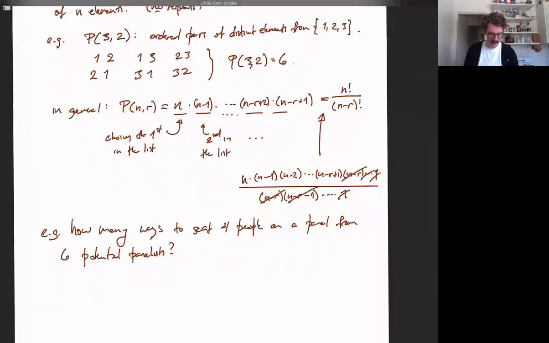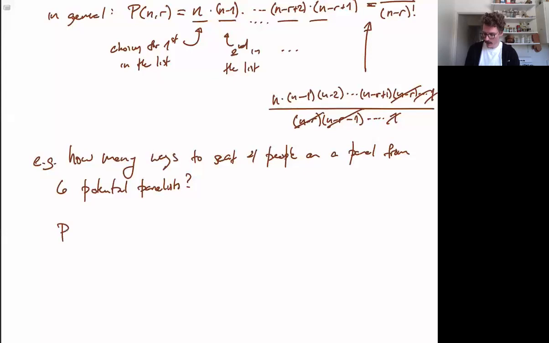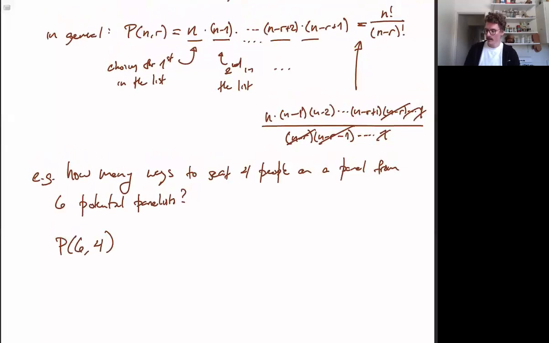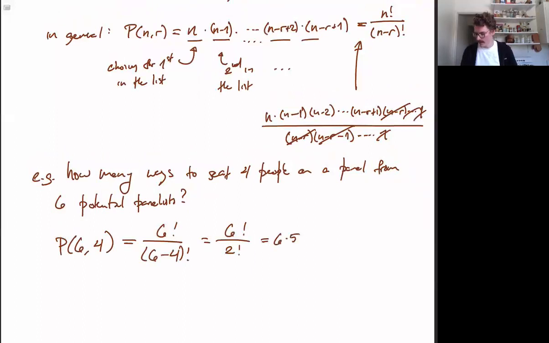So we can see that this is just P(6, 4). And let's compute this using the formula that we just wrote down. This is 6 factorial divided by, let me just write it out in full, (6 minus 4) factorial, which is 6 factorial over 2 factorial, which is 6 times 5 times 4 times 3, which is 360.